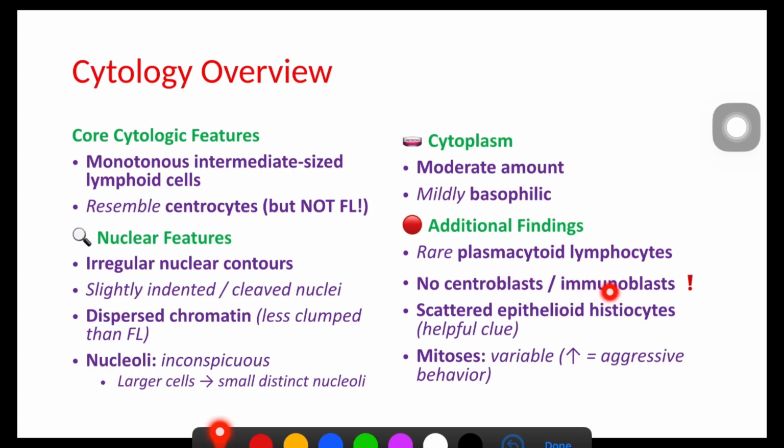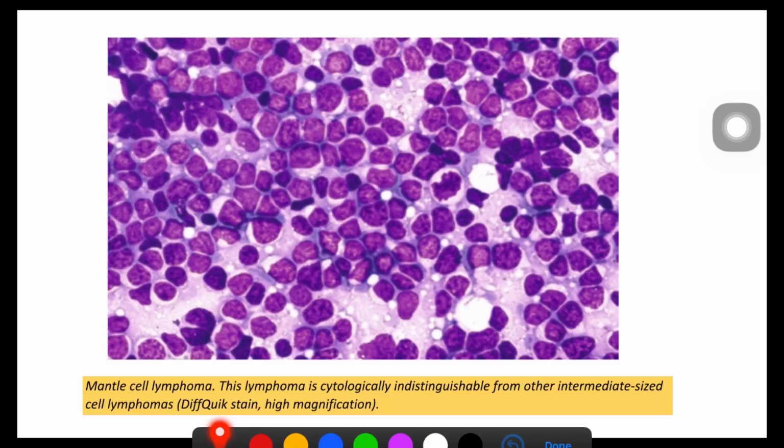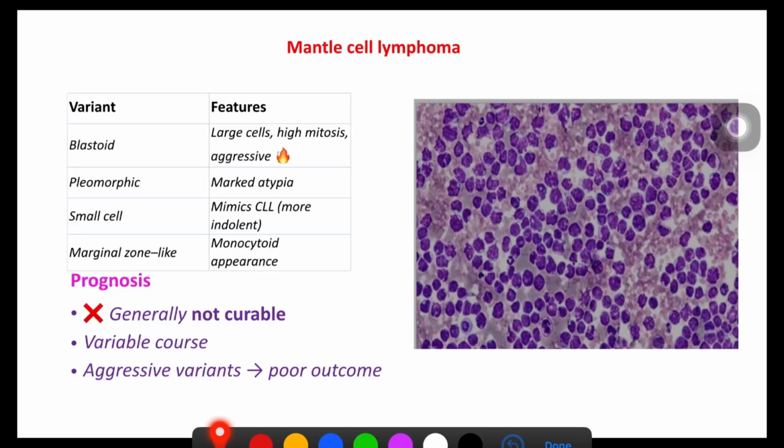Here there are no centroblasts and immunoblasts, and there are scattered epithelioid histiocytes. This is a helpful clue. Mitosis is variable, increased in aggressive tumors. So here you can see this is mantle cell lymphoma, where cytologically we cannot distinguish it from another category of intermediate cell pattern. So these are all centrocytic proliferations of a monotonous population of intermediate cell pattern.